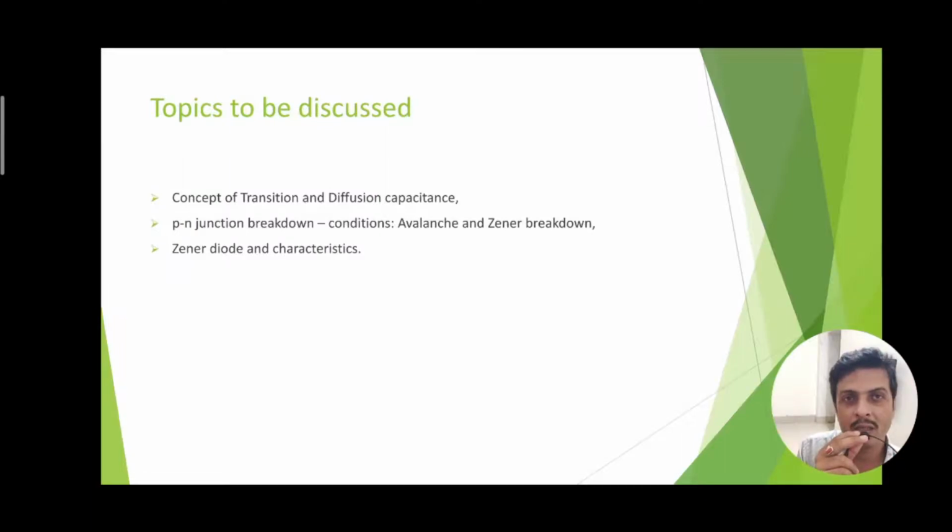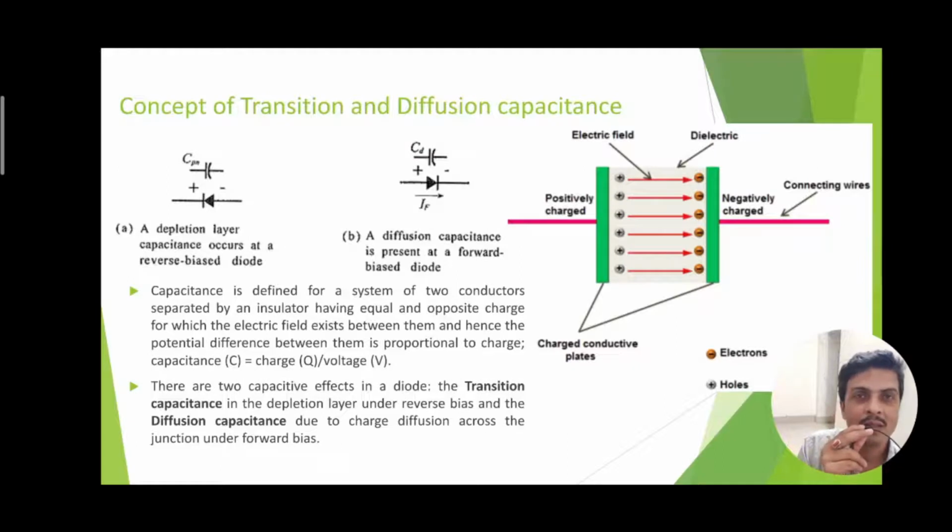The topics to be covered are the concept of transition and diffusion capacitance, PN junction breakdown conditions, avalanche and Zener breakdown, and Zener diode characteristics. The concept of a capacitor tells us that if there are two parallel plates separated by dielectric material, then the voltage applied to the parallel plates will accumulate charges on the plates.